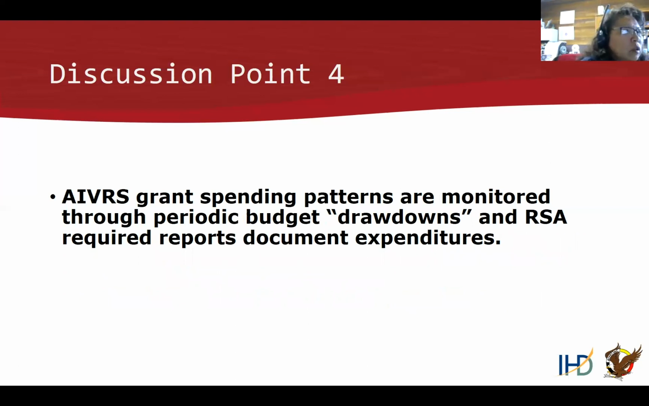Discussion point 4 again kind of refers back to the budget. It asks, how does RSA know what we're doing? They kind of count on that by our reports, but those are only once a year, except for year 1, when they're at 6 months. But how they monitor us is they monitor our drawdown pattern in the federal system.